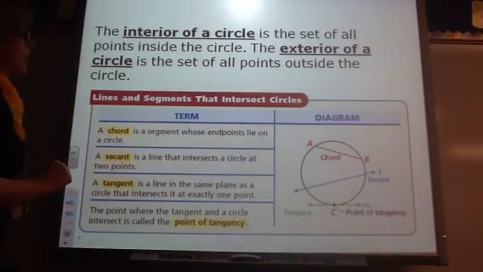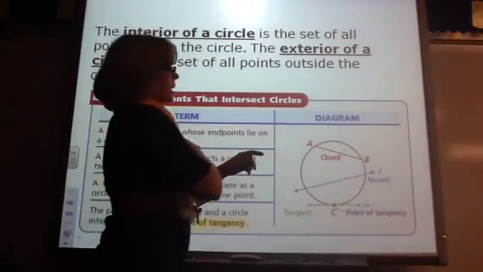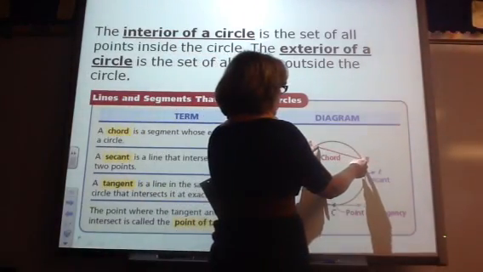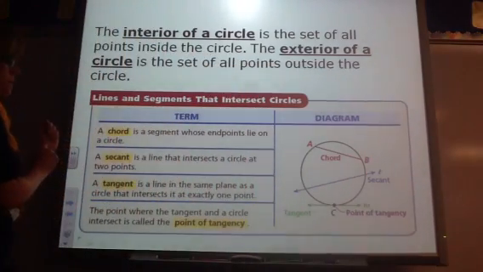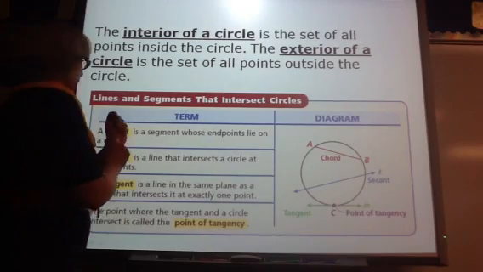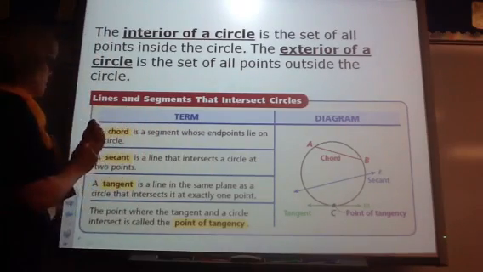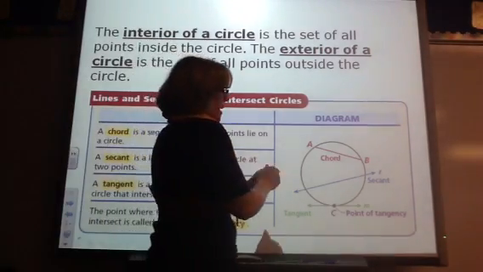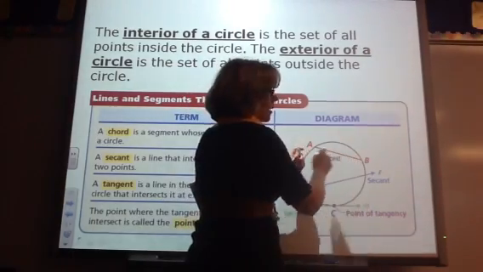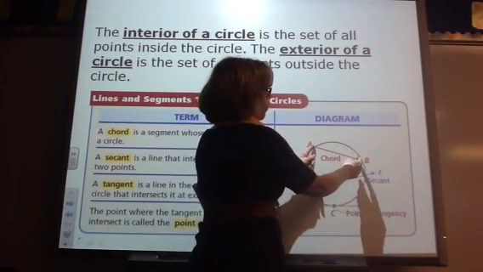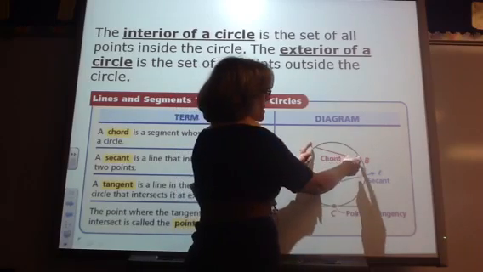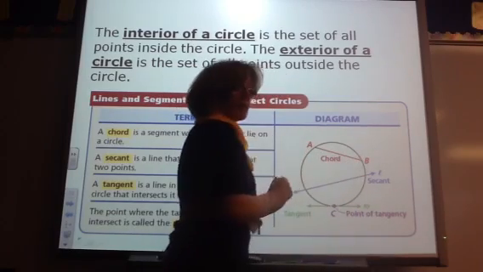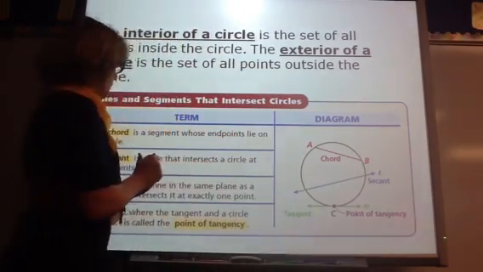A chord is a segment whose endpoints lie on the circle, and the chord does not go through the center of that circle, okay? A secant is a line that intersects a circle at 2 points. Okay, so guys, a secant is just like a chord. The only difference is a chord has endpoints. A secant does not. Therefore, a chord is a segment, and a secant is a line that intersects that circle.